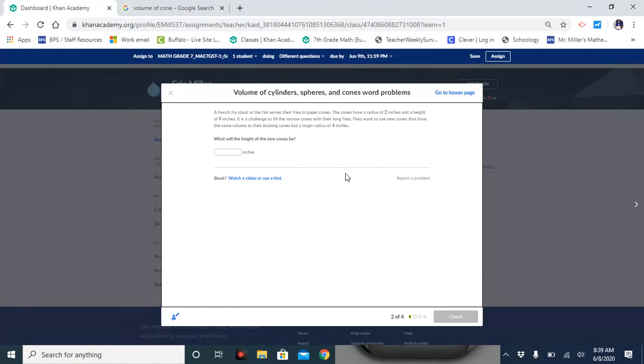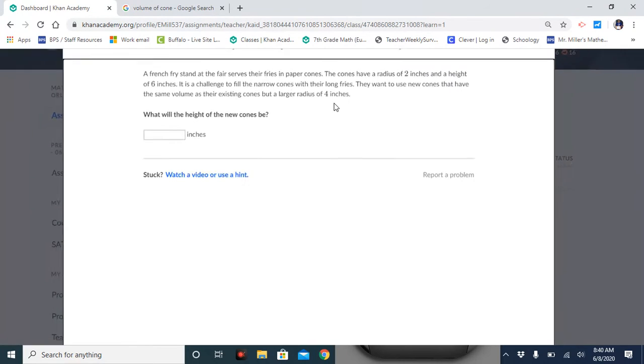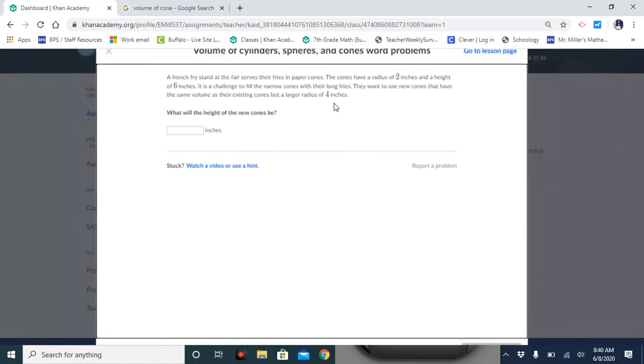Okay, next question. A French fry stand at the fair serves their fries in paper cones. The cones have a radius of 2 inches and a height of 6 inches. It is a challenge to fill the narrow cones with their long fries. They want to use new cones that have the same volume as their existing cones, but a larger radius of 4. What will be the height of the new cone?